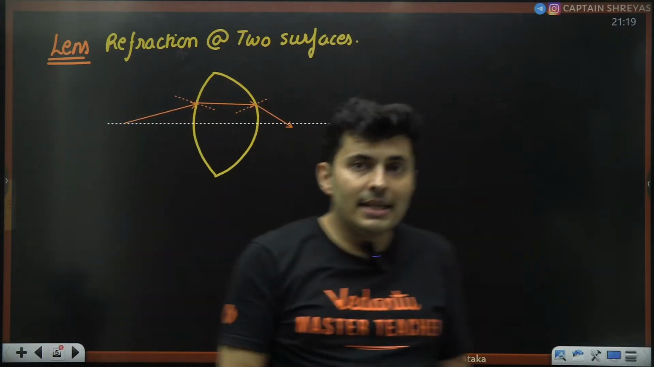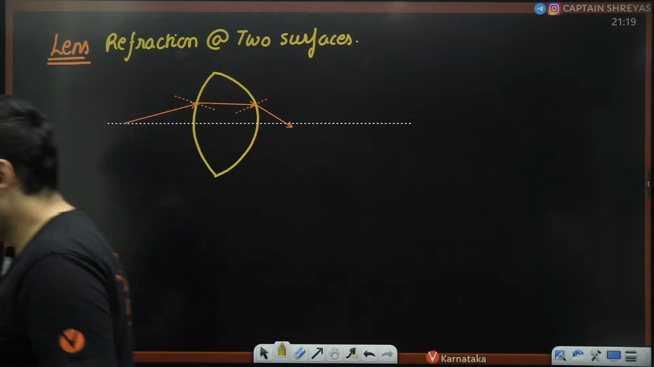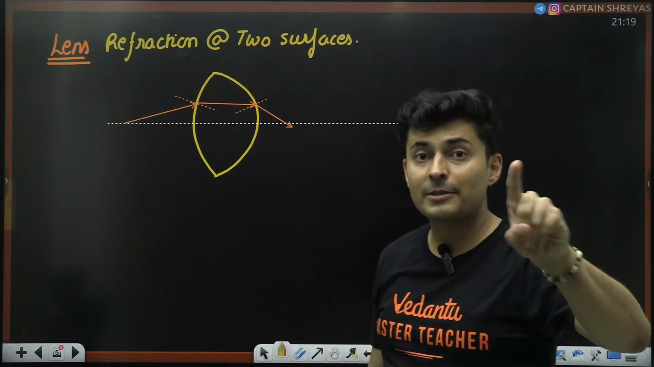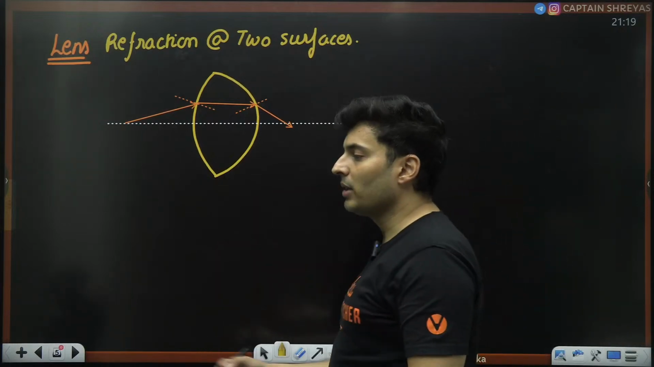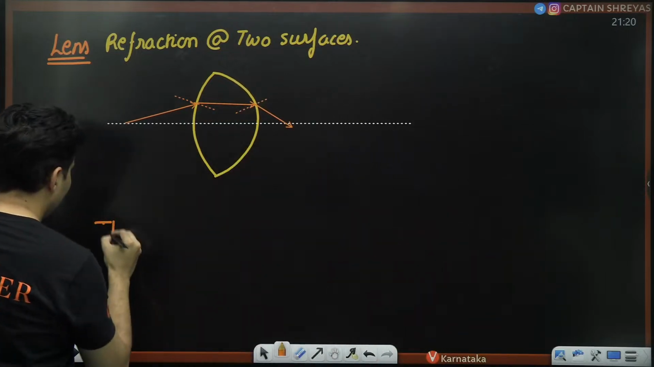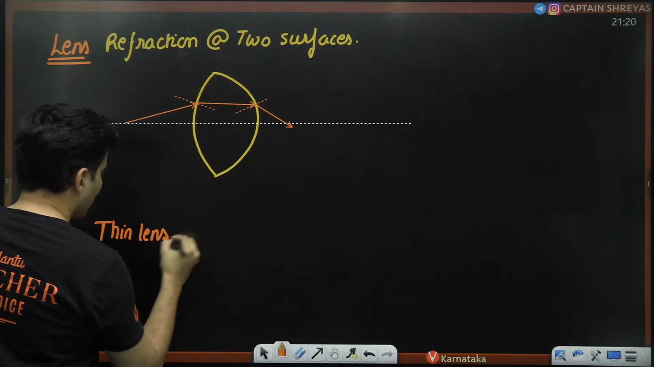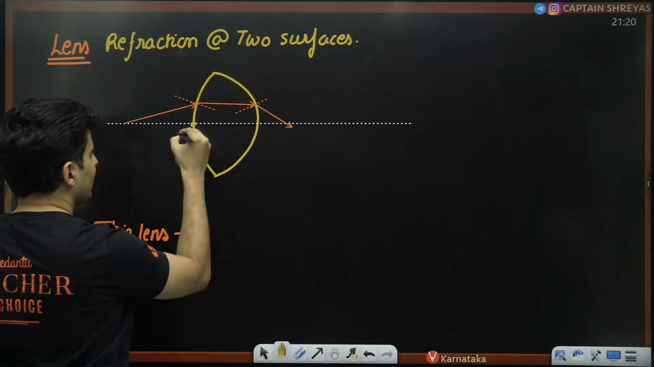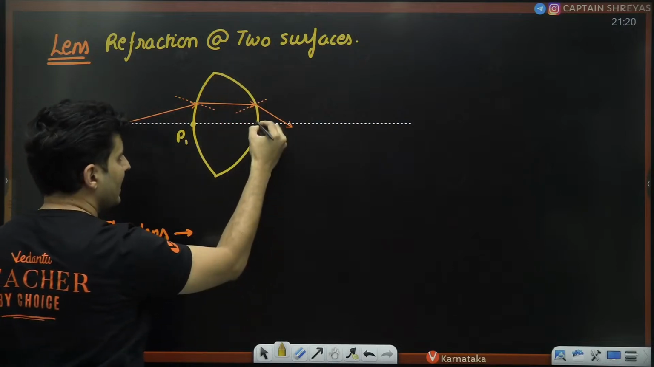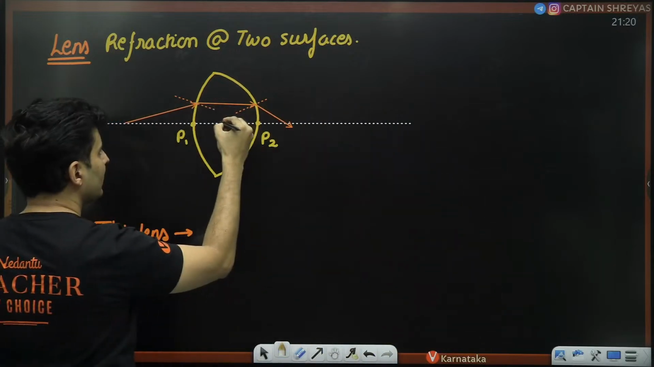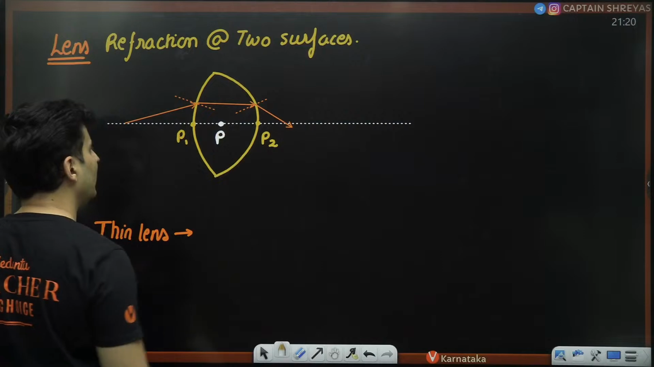Now, what we study in our syllabus is something called refraction at two surfaces, that is a lens, but a thin lens. That is what we will basically end up studying. So for a thin lens, for this surface, this is the pole 1. For this second surface, this is the pole number 2. For the lens as a whole, this is the center of the lens, which I will call P.